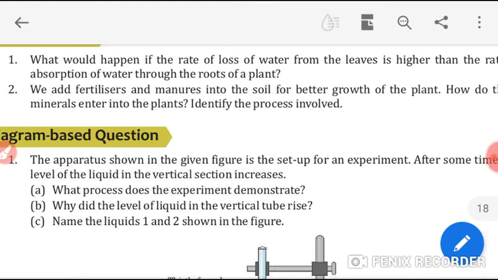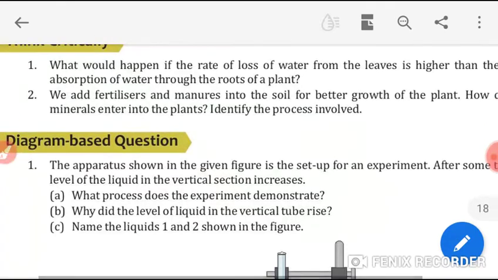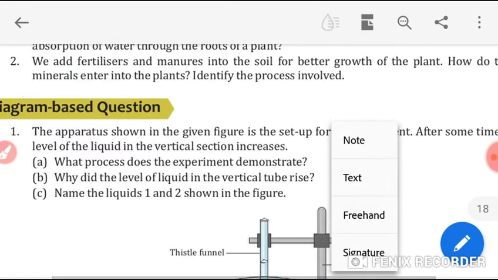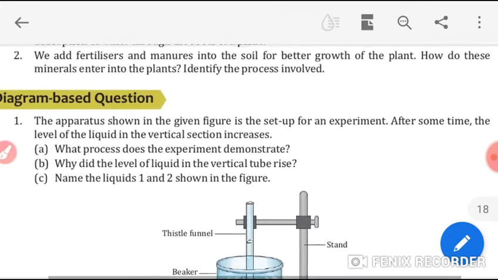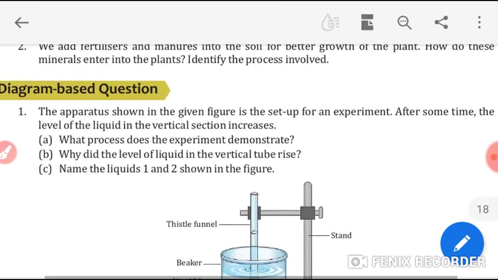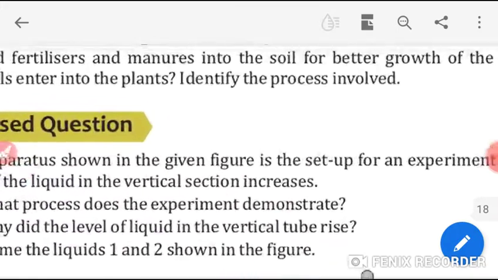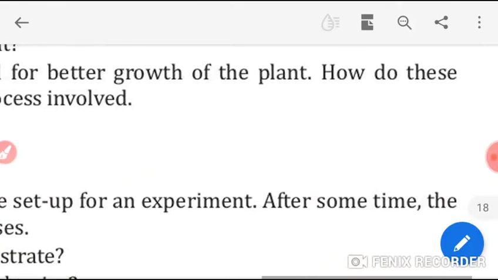Students, let's start our chapter number 1 of bio with Think Critically. Question number 2. We add fertilizer and manures into the soil for better growth of the plant. How do these minerals enter into the plants? Identify the process involved. This is the question, students. So let's write the answer of this question.